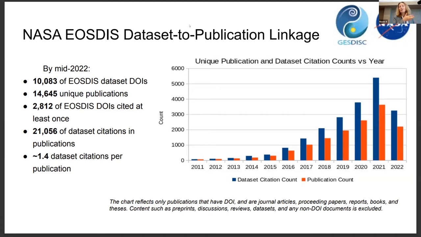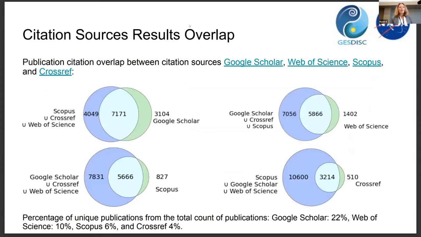And the graph shows that, yes, our data are being cited. By the end of this year, maybe we'll have 5,000 or 6,000 publications just for one year, which is very, very exciting. And we can just scoop these publications by searching all of these engines and use these publications for further applications.